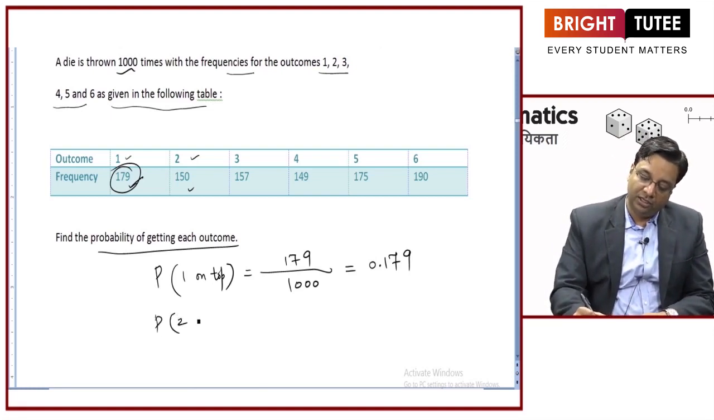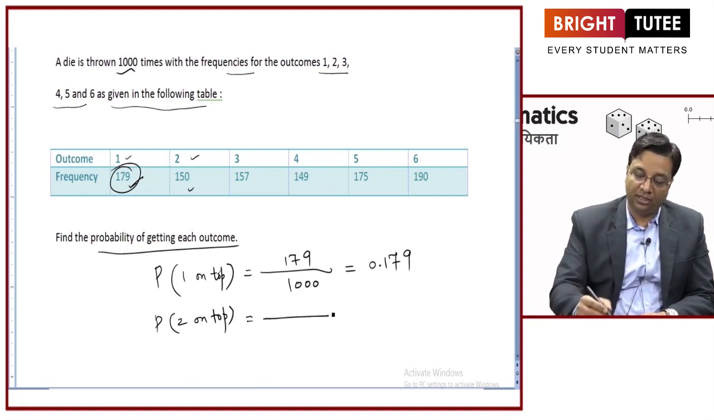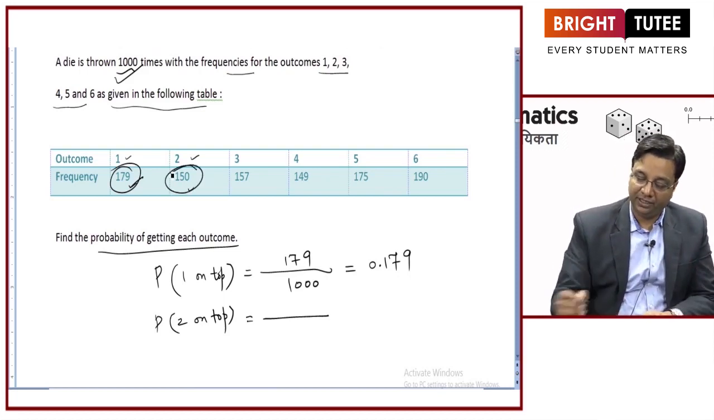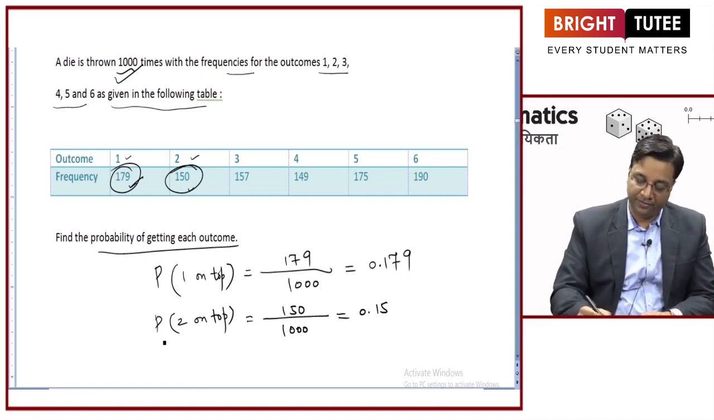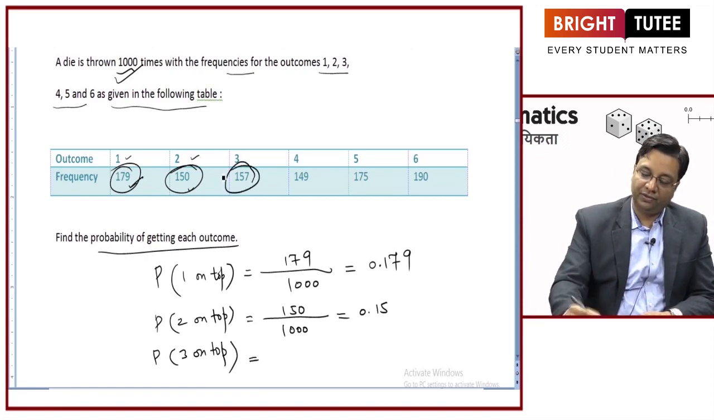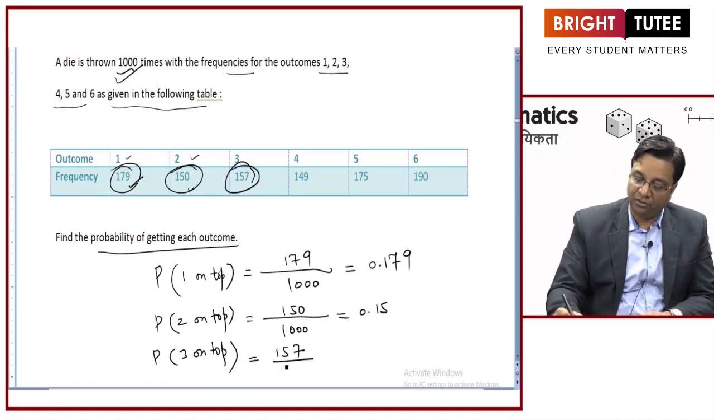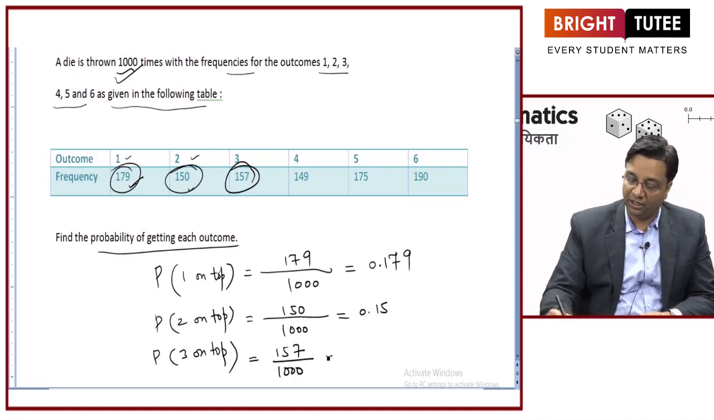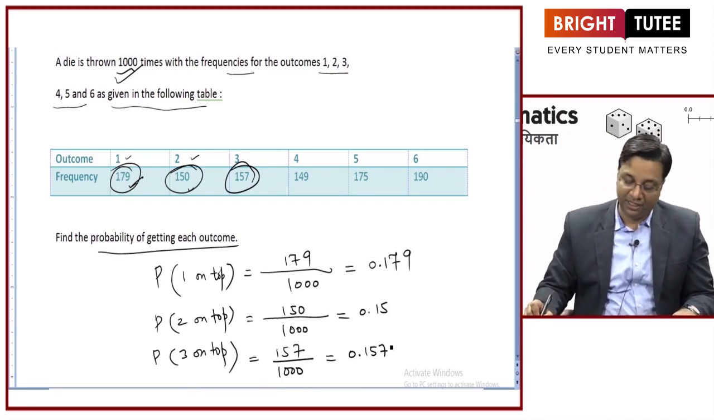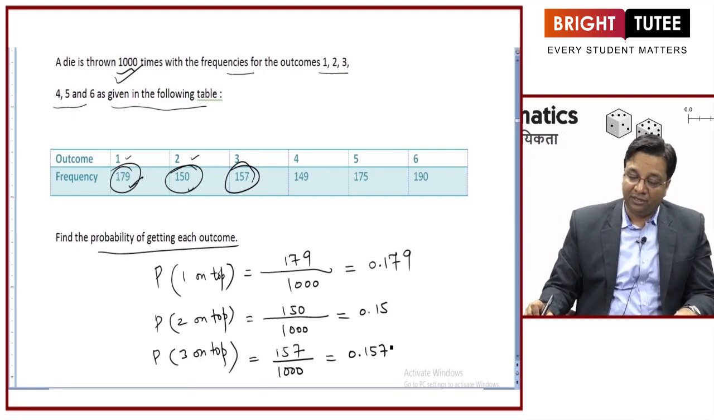Similarly, we can talk about 2 on top. So number of times 2 came on top out of these 1000 times we threw the die is 150. So 150 by 1000. 0.15 is the probability. Probability of 3 on top is equal to 157 times it came on top out of 1000 times the experiment was performed. So the probability of 3 coming on top is 0.157.